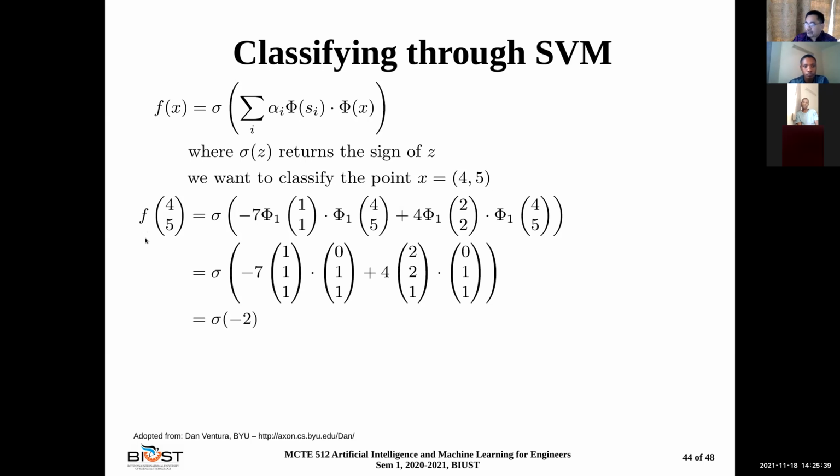So x is 4, 5. Now we transform them into the feature space. If you transform 1, 1, we know the result: it will be just 1, 1, because according to our function, the transformation only transforms those data points with a norm greater than 2. If the norm is less than 1, it remains the same. Here the norm is greater than 2, so what is this now? Let's try it again.